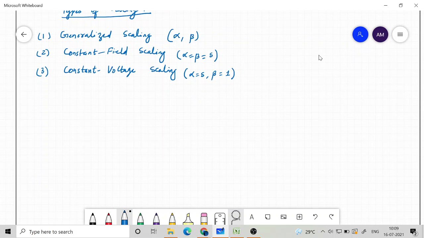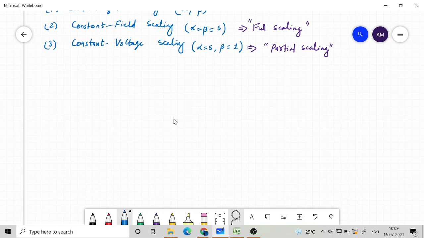So if you know the generalized scaling, then it is very easy to see constant field scaling. Constant field scaling is also called full scaling, because everything is getting scaled equally. And this is partial scaling, where only some of the parameters are getting scaled. Okay, so now let's look at what happens with generalized scaling.